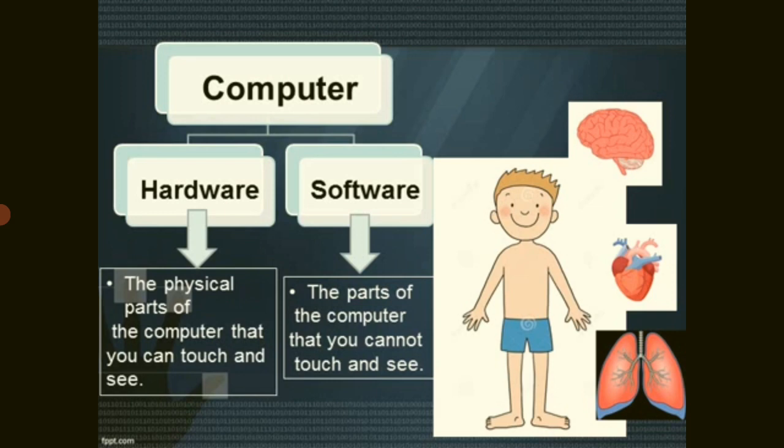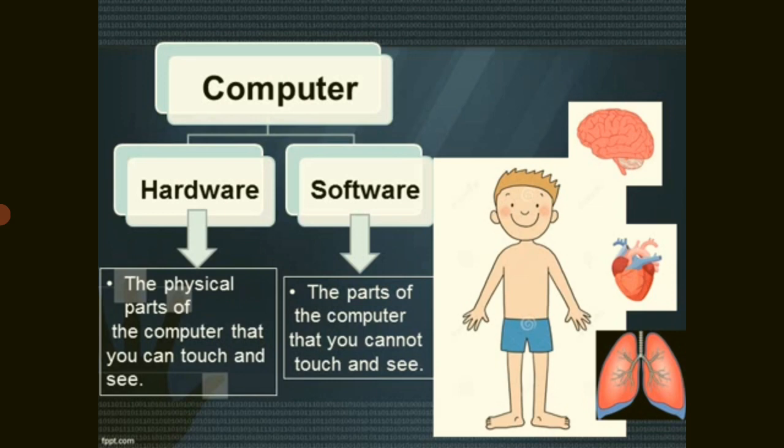A human body consists of different parts. The outer parts of a body are visible, but the parts like brain, lung, heart, etc., which are inside cannot be seen. Similarly, in a computer, we can see the parts of the hardware that are outside. Example, monitor, keyboard, and mouse. They are attached to the CPU by cables.